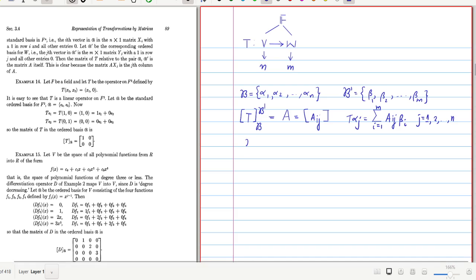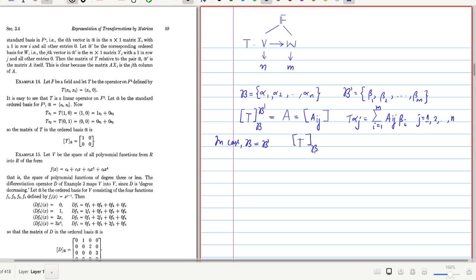If B is equal to B prime, if we are considering a linear operator T from V to V, then you can take B the same as B prime. Then in that case we use the notation for that matrix as the matrix of T relative to the basis B itself. You need not worry about this B prime. Now we have two examples here.